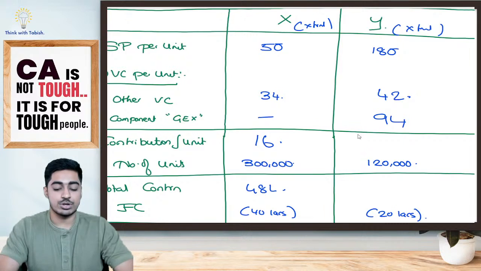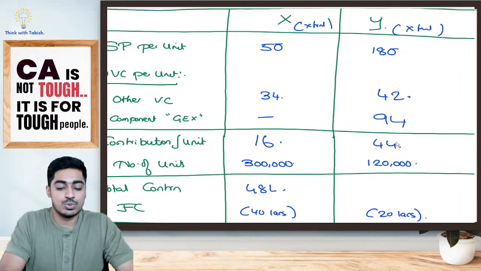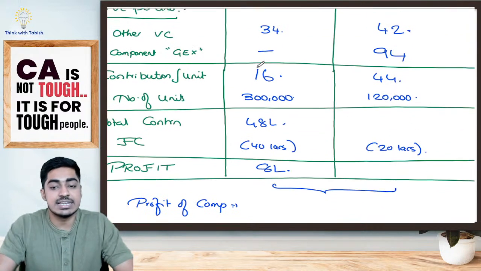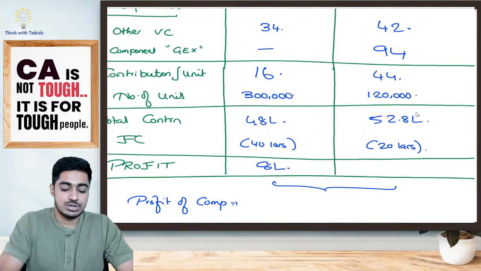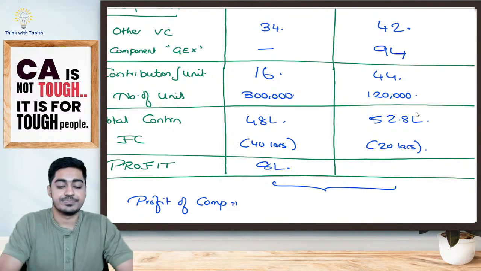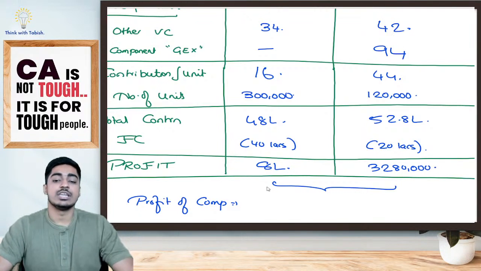So how much will be my contribution? 180 minus 42 minus 94. I'll be earning 44 per unit, and like this, 1,20,000 units I'm selling. I'll be earning 52 lakh 80,000. 20 lakh is my fixed cost. So I'll be earning 32 lakh 80,000 rupees in profit.